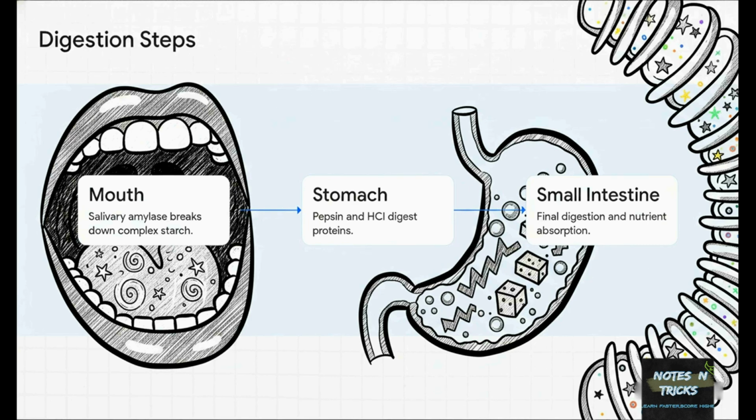It kicks off in the mouth, where an enzyme called salivary amylase immediately starts breaking down complex starch into simple sugars. Then, the food gets pushed down the esophagus through these rhythmic muscular contractions called peristalsis. Next stop, the stomach. Here, gastric glands release hydrochloric acid and a protein-digesting enzyme called pepsin. The acid creates the perfect, highly acidic environment for that pepsin to go to work. Finally, the food moves into the highly coiled small intestine, which is where the final digestion and absorption actually happen.